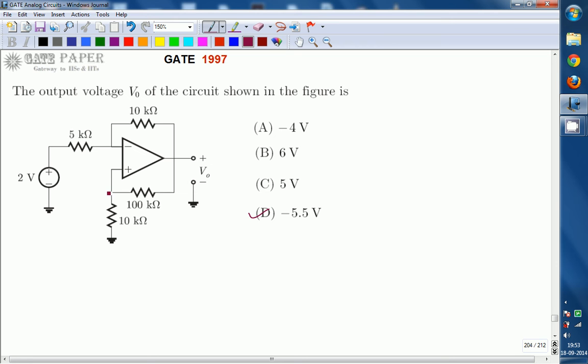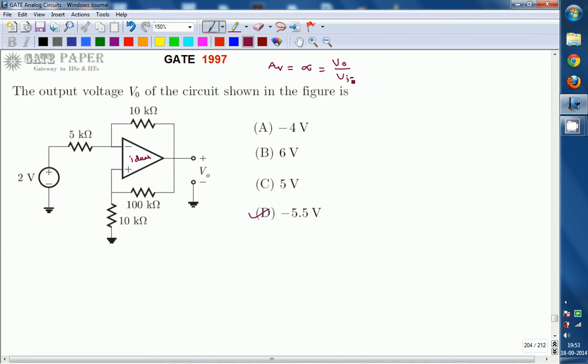It is a diagram consisting of an op amp. No information related to the op amp is given, so we are assuming that the op amp is ideal. An ideal op amp has infinite open loop voltage gain. So the gain is nothing but output by input.